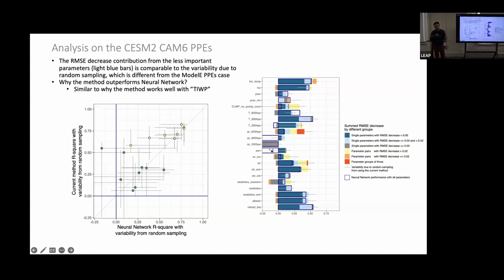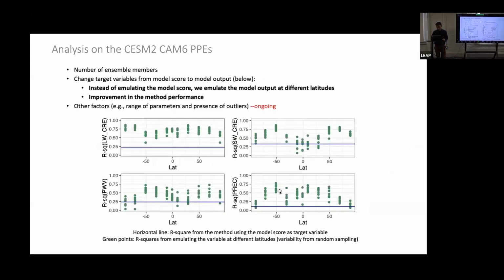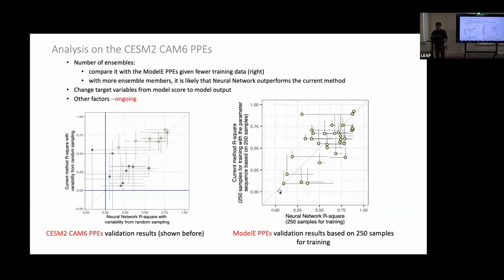Again, I'm showing the contribution of different parameters, just like shown before for the other PPEs. Please note the gray bars, this is the variability from the random sampling. In this case, it's very different from previous results. Only the dark blue bars are robust. You can see the variability of the gray bars is comparable to the contribution of those parameters that contribute less to the data set. So it's probably a matter of ensemble size.